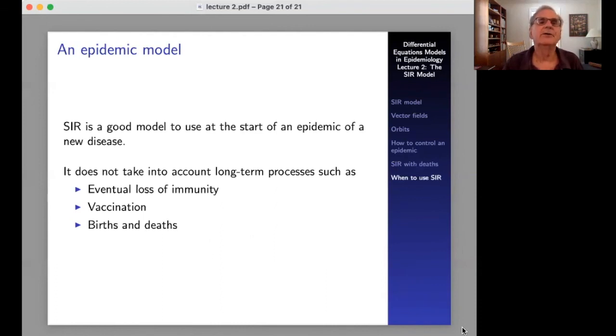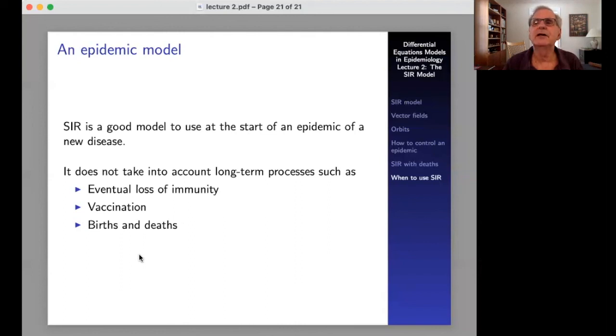SIR is a good model to use at the start of an epidemic of a new disease that we don't know much about. SIR is what's called an epidemic model. It does not take into account long-term processes such as eventual loss of immunity, which might take place very slowly, vaccination, eventually a vaccine might become available. It doesn't take into account natural births and deaths in the population.